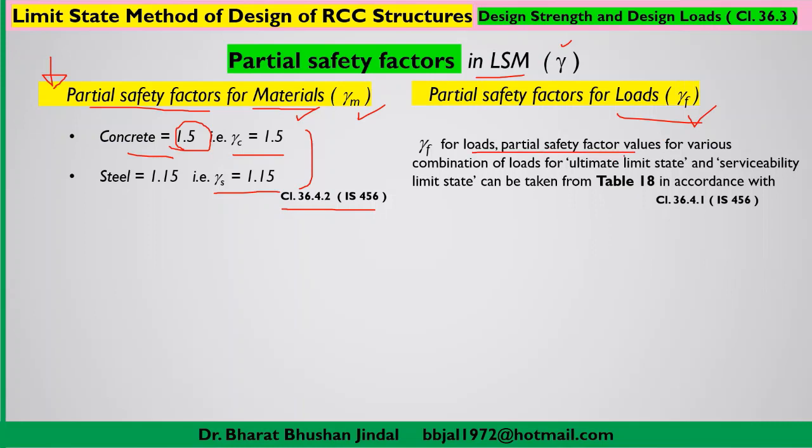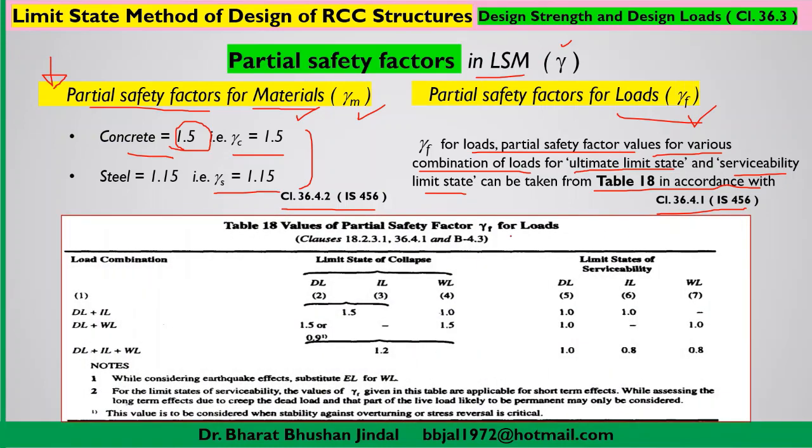It is the partial safety factor value for various combinations of loads. Now here you can see that we are using various types of combinations of loads which we discussed in the previous section for ultimate limit state and for serviceability limit state. So that means you have to take the partial safety factor for loads different for different types of combinations of loads, and different values for ultimate limit state as well as serviceability limit state. And the information is available in table number 18 and clause number 36.4.1.